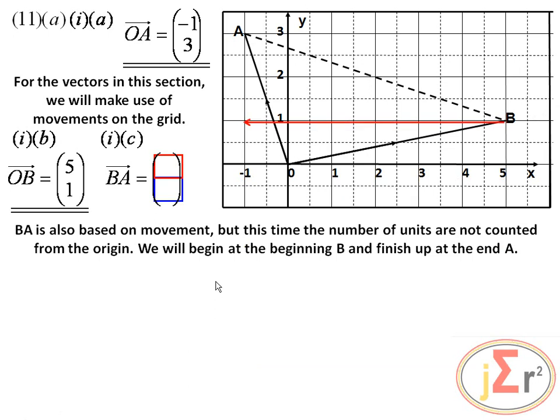So -6, because we are going in the negative X direction: 1, 2, 3, 4, 5, 6. And then we are going 1, 2 in the positive Y direction. So that is -6, 2.